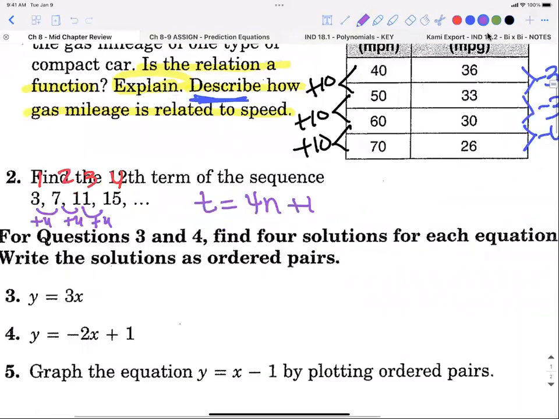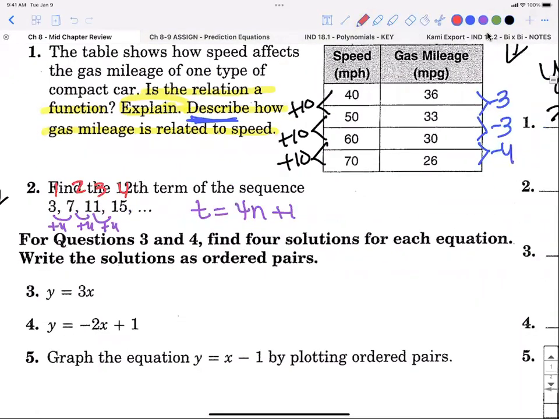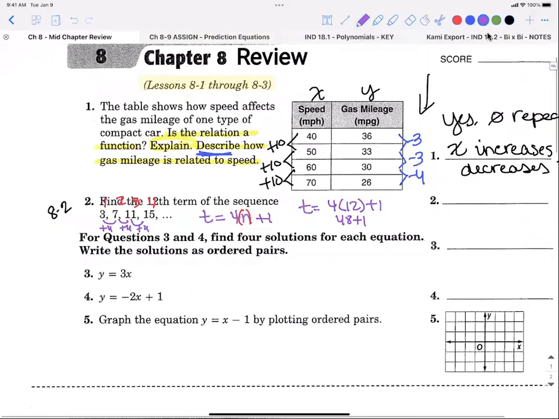And now to find the 12th term in the equation, where would we plug in 12? What do you think? Yeah, for the n. We want the 12th one. So the term we're looking for is 4 times 12 plus 1. 4 times 12 is 48 plus 1. So our answer here is 49. Okay, but I need to see this work right here in order for the 49 to be a valid answer.